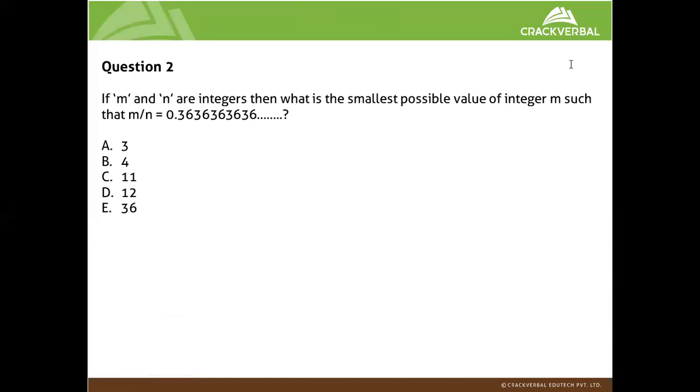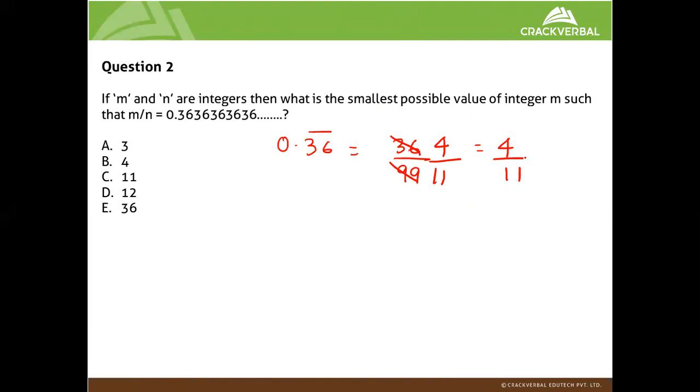So the question is, if m and n are integers, what is the smallest possible value of integer m such that m by n is 0.363636, right? So here I have this as 0.36 bar. So 0.36 bar can be written as 36 by 99. And remember, I need to reduce this to the lowest form. So 9 fours are 36, 9 11s are 99, right? So the answer here has to be 4 by 11, right?